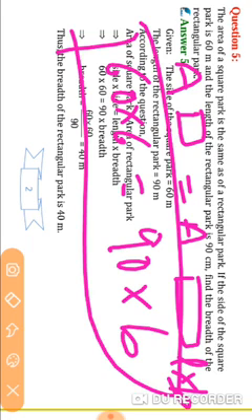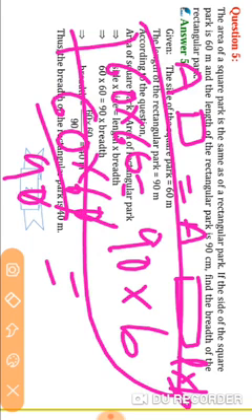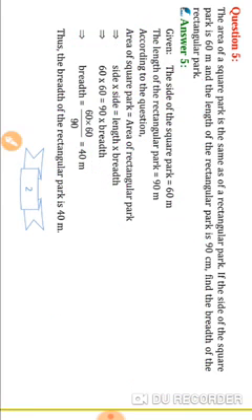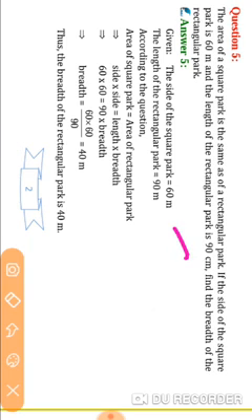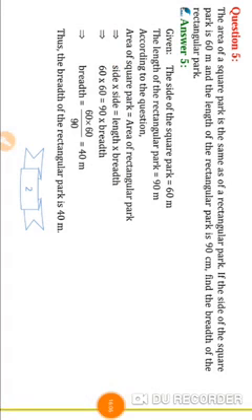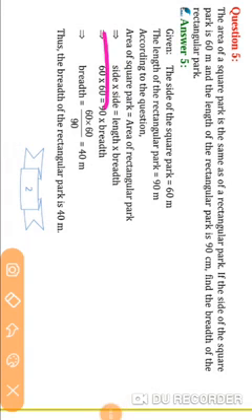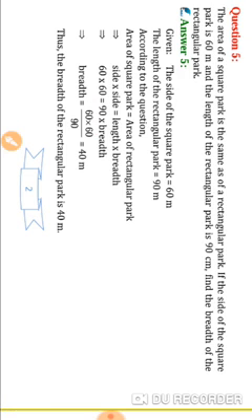What we have to do? 90 transfer to this side. So what does it become? 60 into 60 divided by 90. If you simplify these two, you will get the breadth. So this is how we can write it. The side of the square park is 60 meter. The length of the rectangular park is 90 meter. According to the question, the areas of the square park and rectangular park are the same. So side into side is equal to length into breadth. So 60 into 60 is equal to 90 into breadth. So breadth is equal to 60 into 60 divided by 90. That gives 40 meter as the breadth.